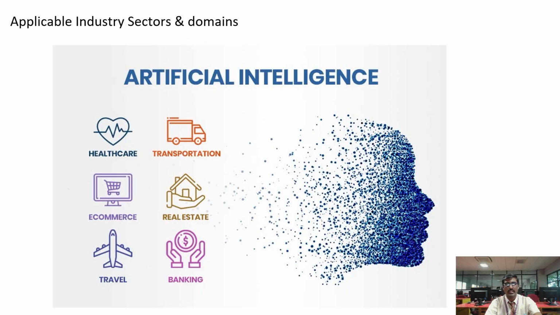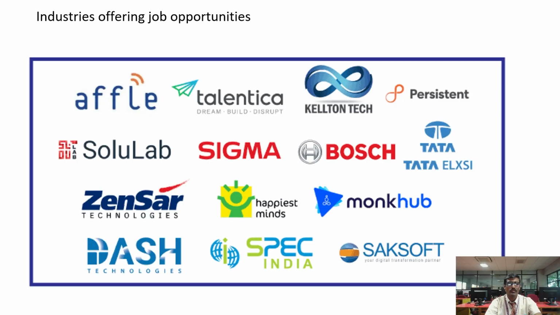Applicable industry sectors: healthcare, of course, transportation, e-commerce, real estate, travel, banking, everywhere artificial intelligence is used. This is part of artificial intelligence, so you can find various applications in all these listed fields. Industries offering opportunities: you can see the listed industries here.